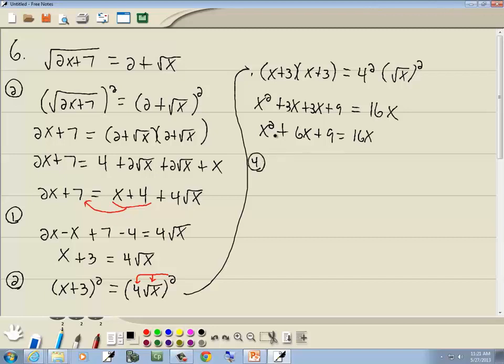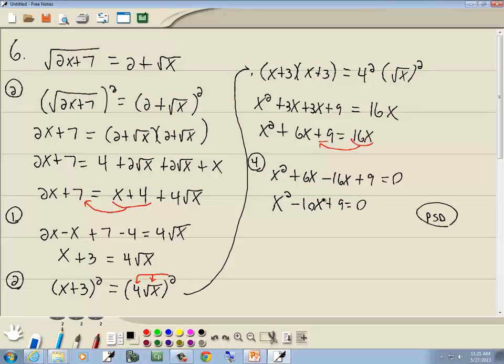Well, this has a quadratic, so we want to get everything over on one side, 0 on the other, and see if we can factor it. So I'll take 16x over to the left side. And I get x squared plus 6x minus 16x plus 9 equals 0. Combine together like terms. 6x minus 16x is negative 10x plus 9 equals 0.